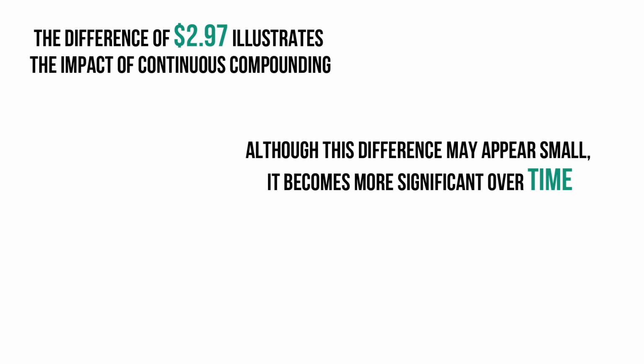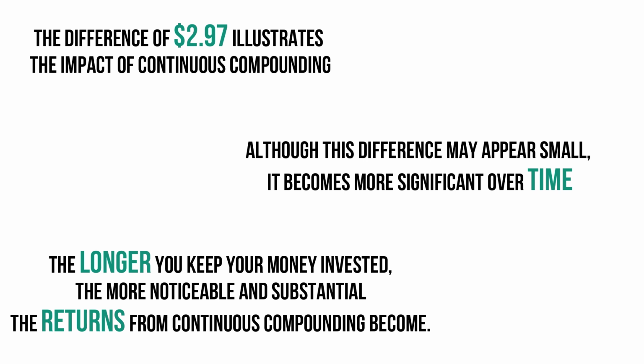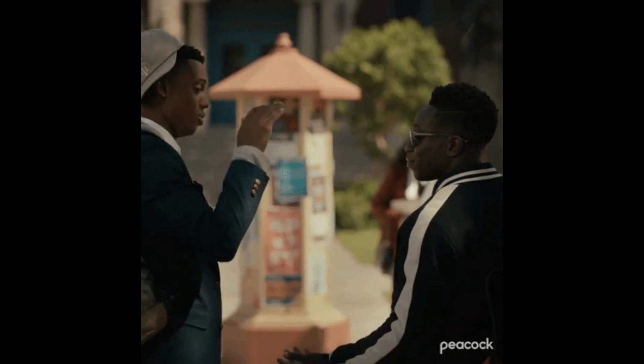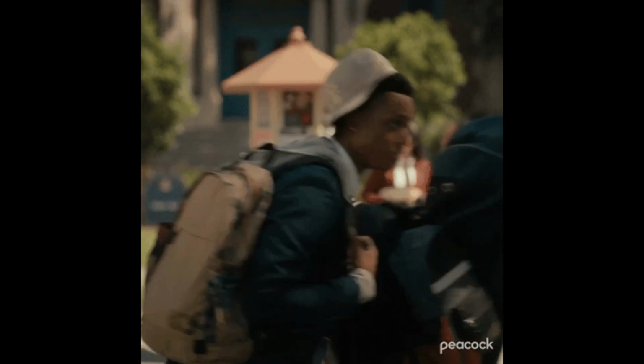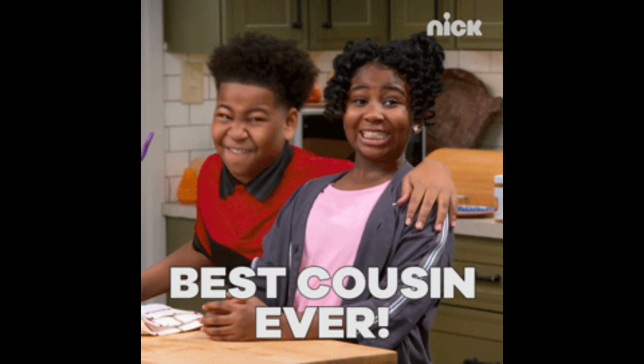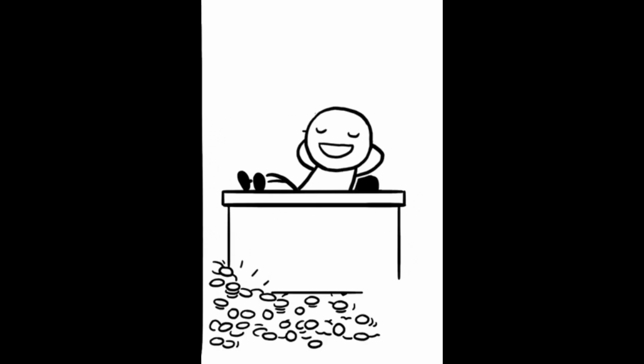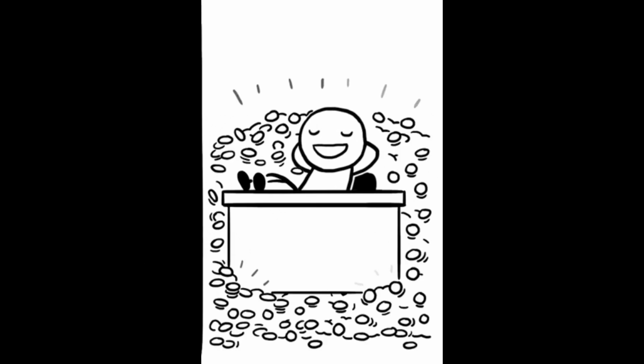Although this difference may appear small, it becomes more significant over time. The longer you keep your money invested, the more noticeable and substantial the returns from continuous compounding become. So, in a nutshell, compound interest and interest compounded continuously are like cousins. They both involve earning interest on interest, but the continuous compounding takes it to the next level with an infinite number of compounding moments.